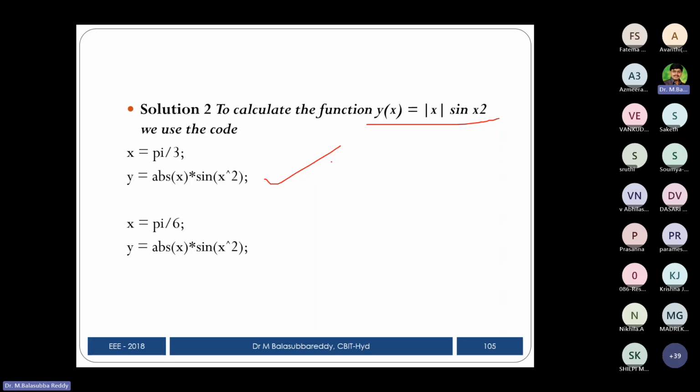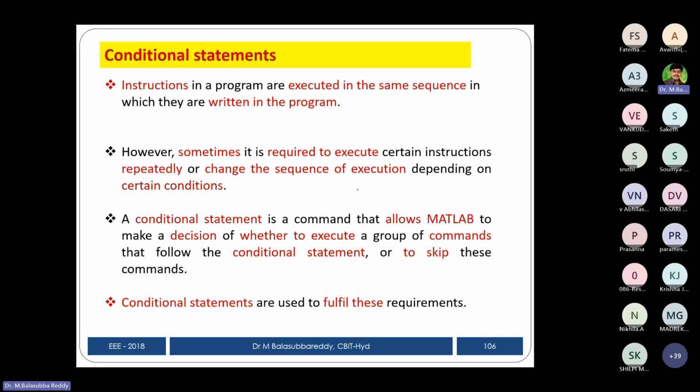Or if x is pi by 6, you can write x equals pi by 6, y equals abs of x times sine x square. So this is the way we have to write.